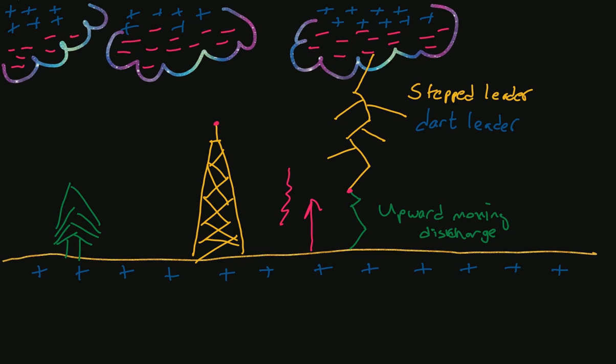This is the same as step leader, but step leader occurs first, then if it is necessary, dart leader follows them. There is another thing, lightning can occur from cloud to cloud also, between these negative charges and positive charges. And you may see that clouds are glowing. This is also coming from the result of lightning.